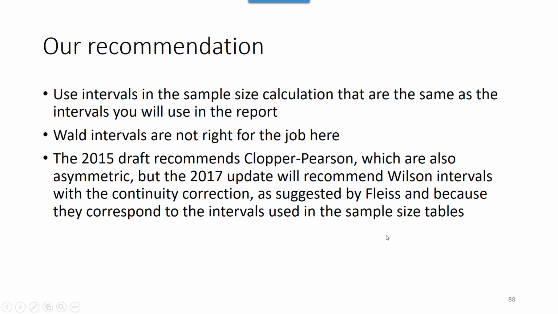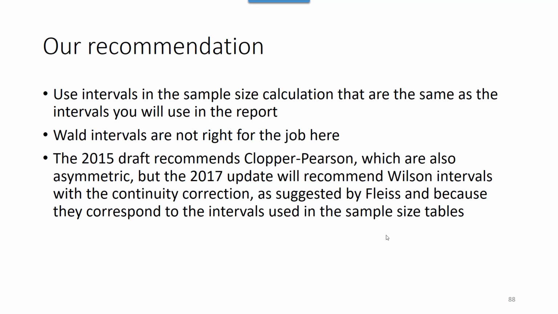So to sum up, our recommendation is that you should use the same intervals in the sample size calculation that you use in the results section of the report. Wald intervals are not right for the job here. When the sample sizes are modest, the confidence intervals should be asymmetric. When you have really big sample sizes, both the Wilson and the Wald would give you symmetric intervals. But when the sample sizes are modest, we want to report asymmetric intervals.